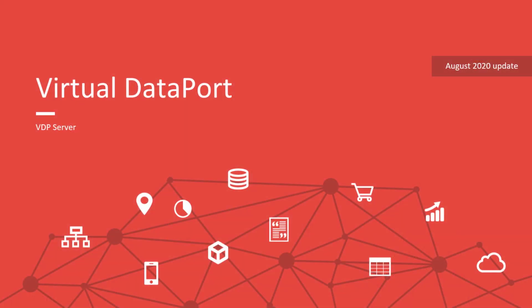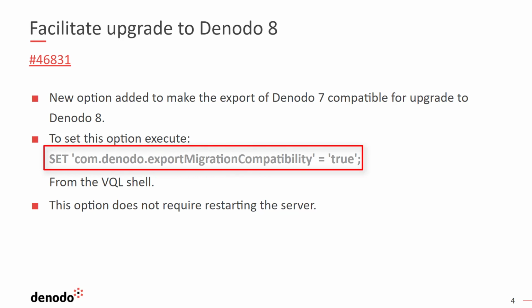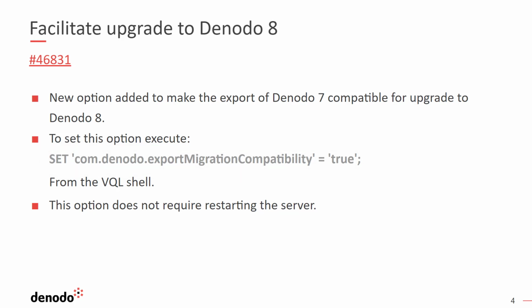We will start by looking at the enhancement to the virtual data port server. The VDP server includes an enhancement to facilitate the upgrade of the existing metadata of Denodo 7 to Denodo 8. This option can be enabled by setting the property com.denodo.export migration compatibility to true using the set command in the VQL shell. Note that this option is enabled as soon as the property is set through the VQL shell and does not require restarting the server.